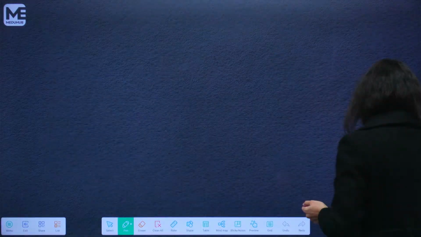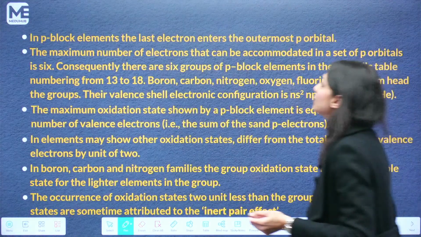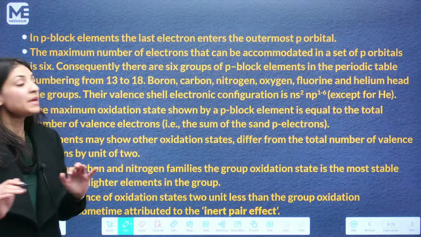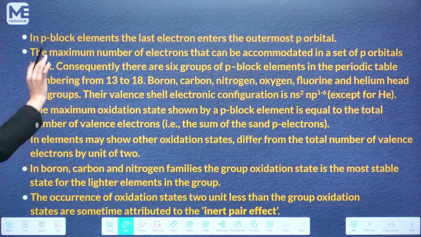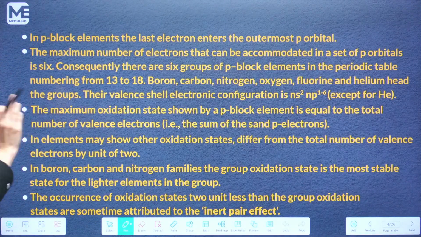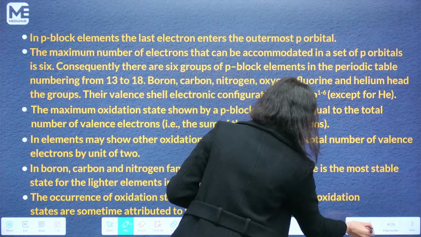Now let's see what are some salient features of P block elements. These lines are from your NCERT, so that you relate to them more. In P block elements, the last electron enters the outermost p orbital. The maximum number of electrons that can be accommodated in a set of p orbitals is 6. Consequently, there are 6 groups from 13 to 18. Now let's talk about their valence shell configuration.